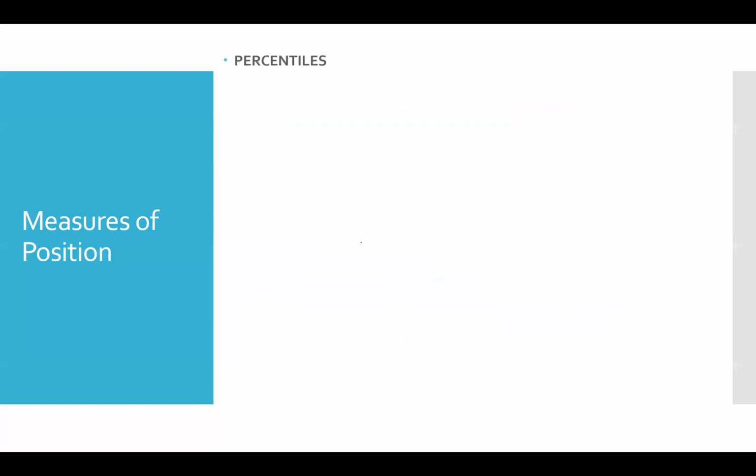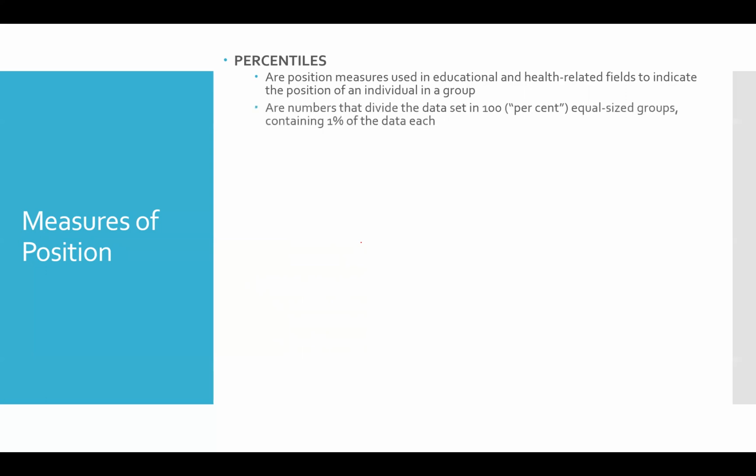Then we have measures of position. We have percentiles. You see percentiles used a lot in education and in health-related fields. And it basically looks at a comparison of how a particular individual compares to the entire group. Okay, how an individual compares to the entire group. Percentiles divide the group or the data into 100 groups. A while ago, when I was doing the box plot, we talked about dividing it into 4 groups. Those are called quartiles. But if I divide it into 100 groups, I have percentiles.